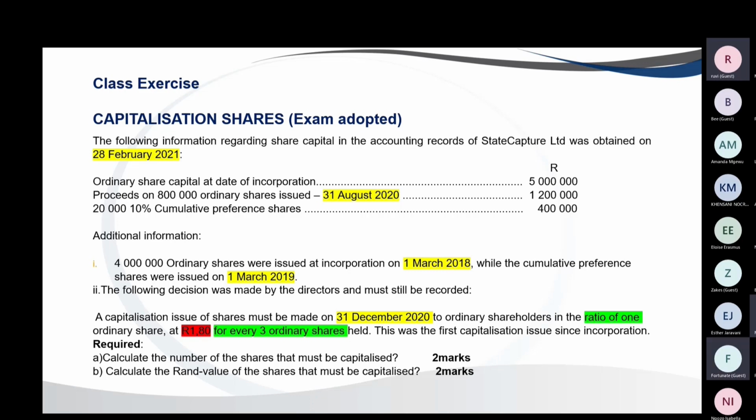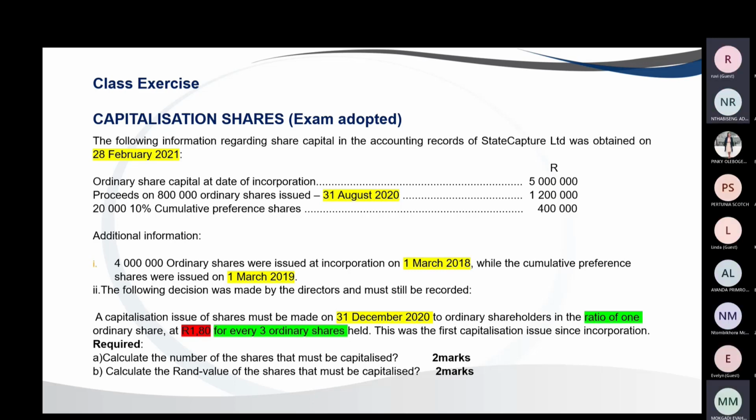Morning, everyone. I'm not sure if I did correctly. However, for the number of shares that must be capitalized, I got 1.6 million, and that's because I used the ratio after getting the total number of shares. So from the 4.8 million, I multiplied by 1/3 to get the 1.6 million, which was my shares to be capitalized.